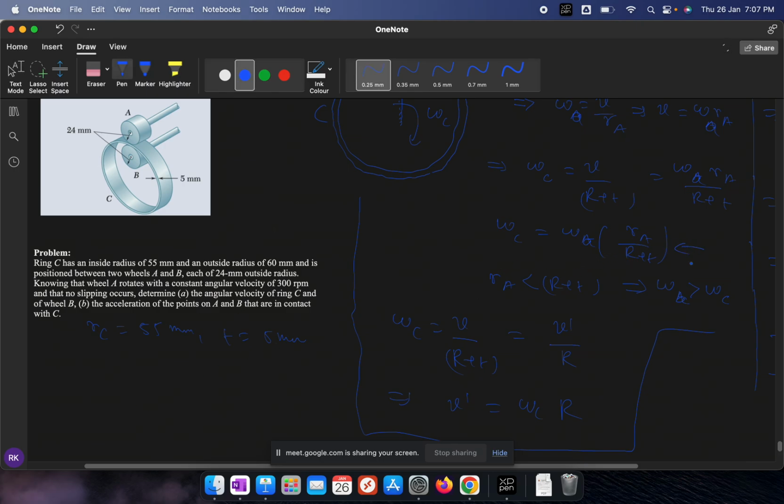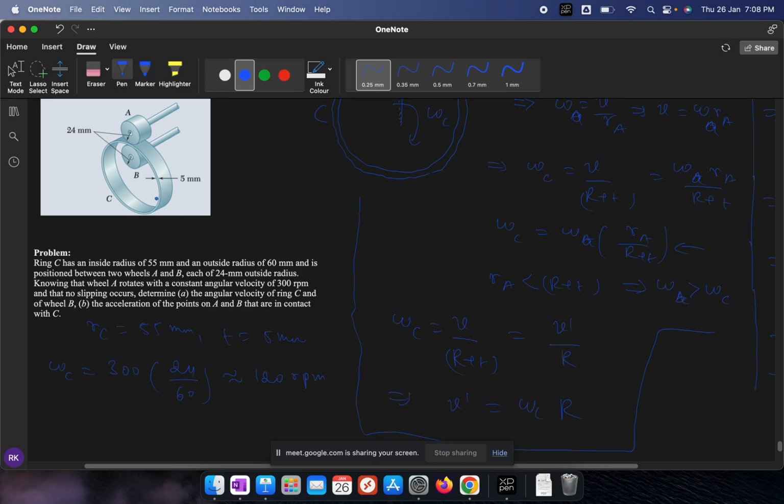Here you can find omega C. So what is omega C? Omega A is already given. That is what? 300. Now you have to write RA. RA is what? 24, divided by R plus T. So that is R plus T, that is nothing but 60, right? You will get 120 RPM.